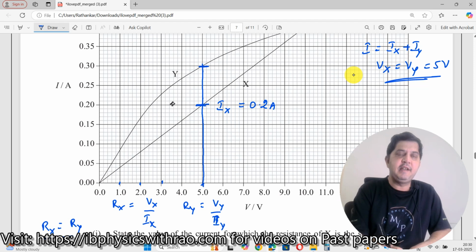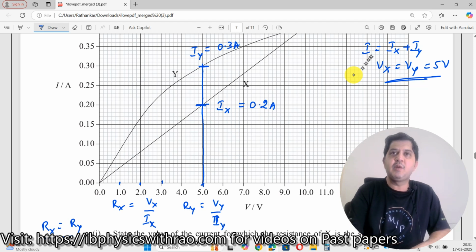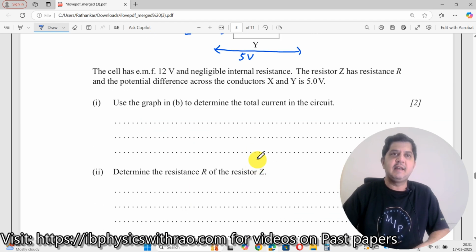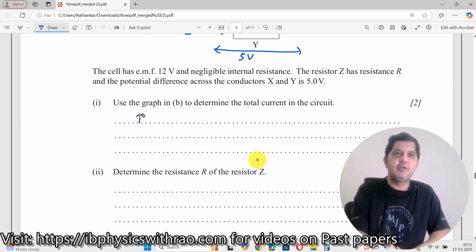Now at this point, this is the current on the Y conductor. So the current here, Iy, is equal to, what is its value? 0.3 amperes. Now what do I say? The total current I is equal to this current plus this current. So the total current I is equal to 0.2 plus 0.3, which should now be equal to 0.5 amperes. I will go back here and write: using the graph I have found out that I is equal to 0.5 amperes.